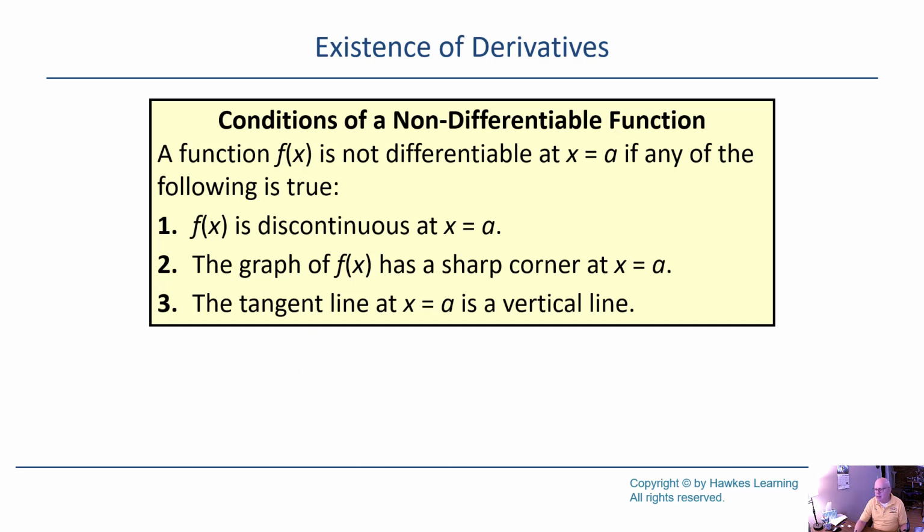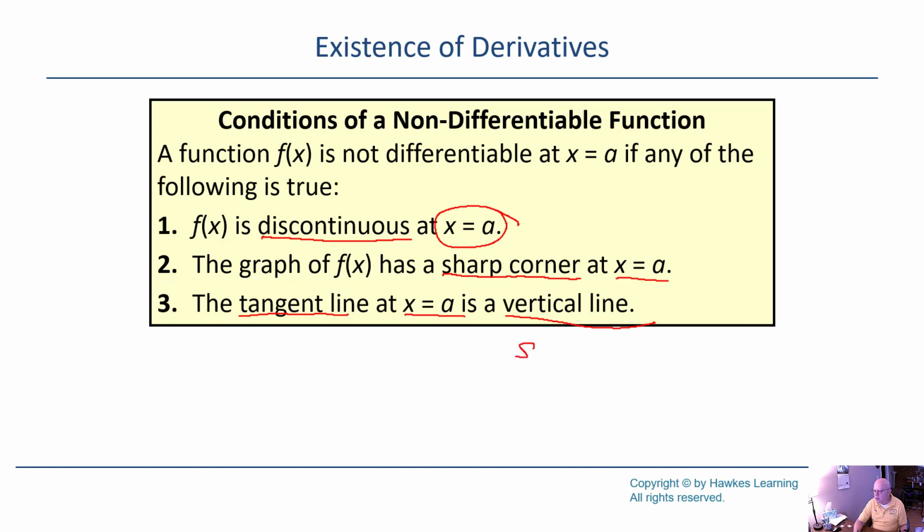Conditions. Sometimes things don't work out too well. If that function is discontinuous, in other words, if you were drawing it, you'd have to lift your pencil or pen to actually draw it, then it's not differentiable around here. It could be continuous at other places. If it isn't continuous around x equals a, then it's not differentiable. Also, if we graph it and it has a sharp corner at that particular point, it's not differentiable. Or if the tangent line there is a vertical line.